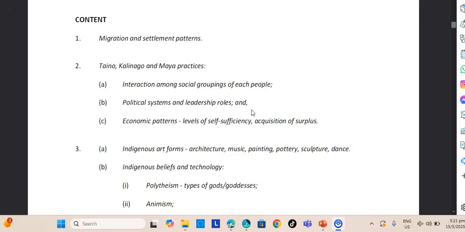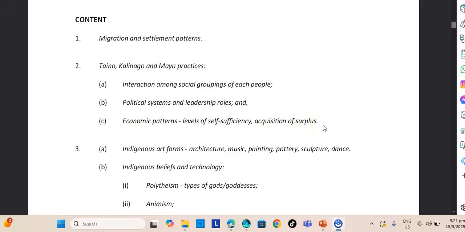The economic patterns of the Maya are also similar to those of the Kalinago and the Taínos. They had agricultural production. They used slash and burn, terracing, and raised field systems. Their main crops were beans, squash, cacao, and cotton. They engaged in craft production and trade.